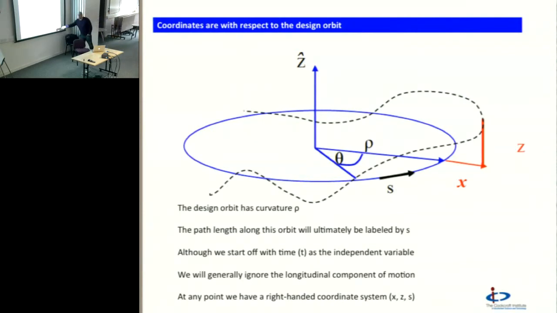We're going to ignore longitudinal motion. That's why I can be cavalier, and s is my independent variable, not the longitudinal coordinate. I don't have longitudinal motion. We'll come back to this in lectures 5 and 6. So every point in the accelerator, we have a coordinate system, x, z, s, where I've been cavalier with my s. S is really an independent variable, but think of it as the distance around the accelerator. We'll be more rigorous on s later, but essentially we're going to drop s.